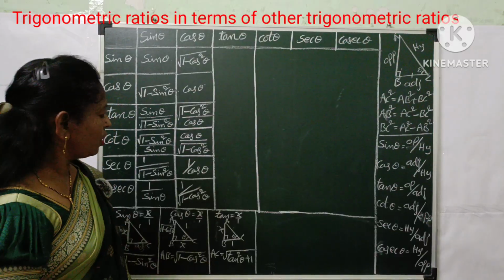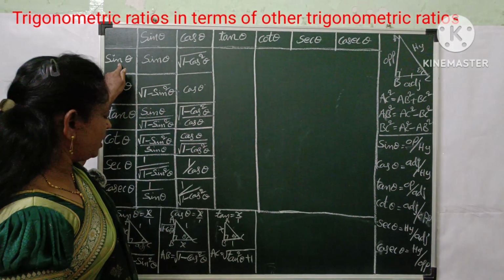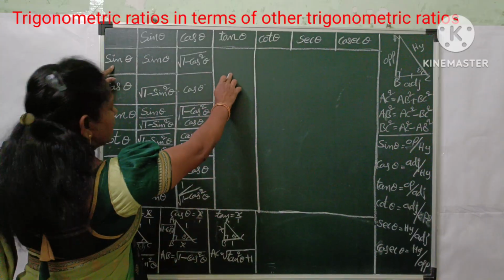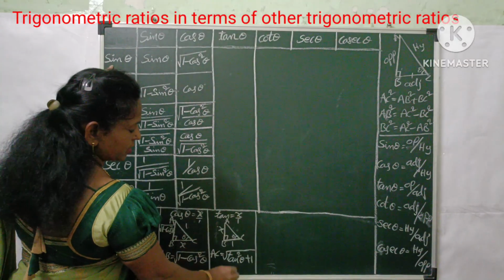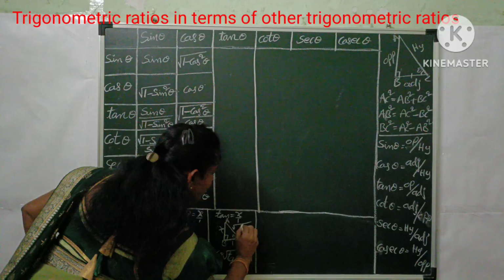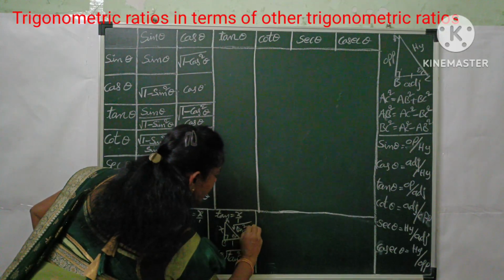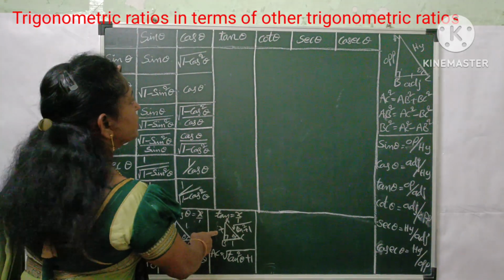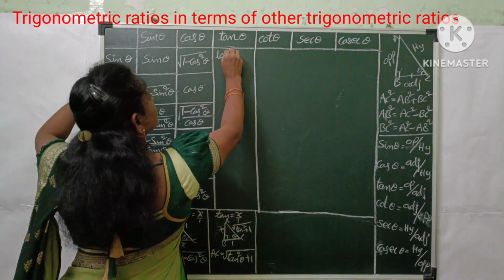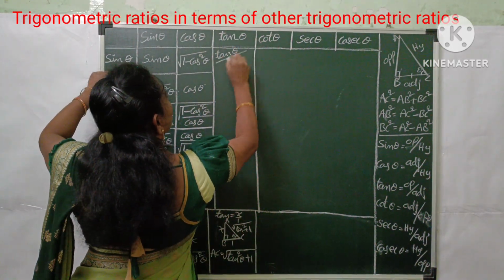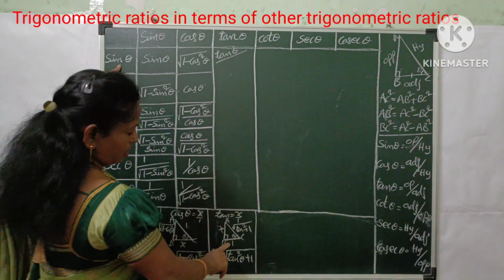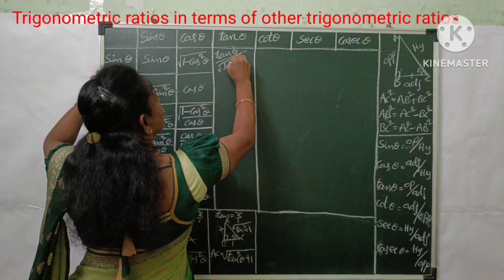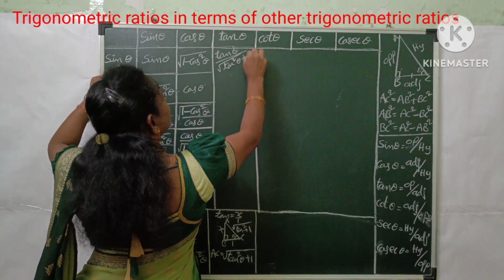Clear? Now write the ratios. Sin theta. Sin theta ratio is opposite by hypotenuse. Here hypotenuse is square root of tan square theta plus 1. So here opposite is x. X means tan theta, by hypotenuse, square root of tan square theta plus 1.